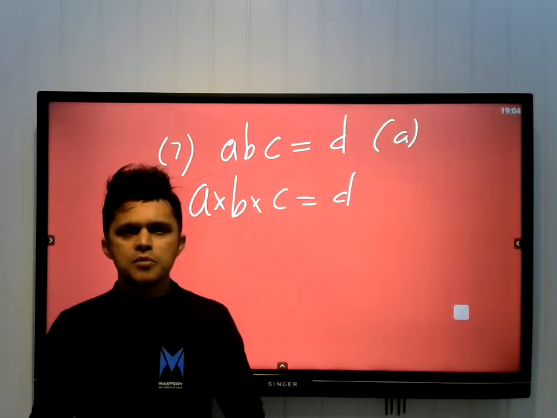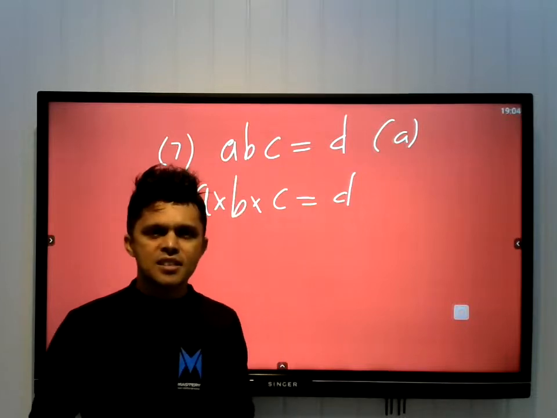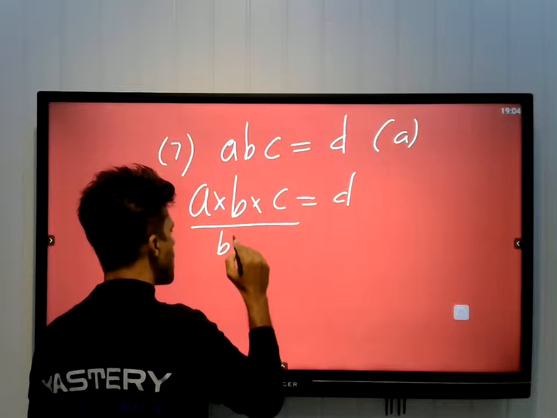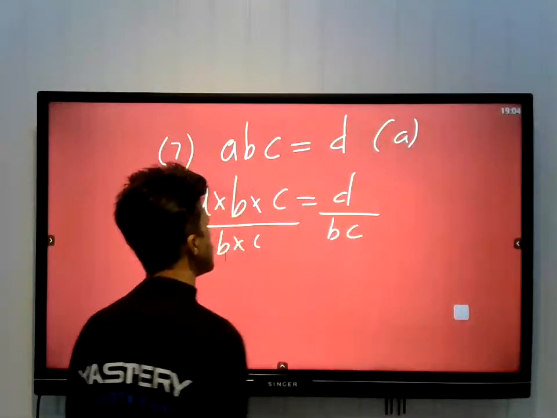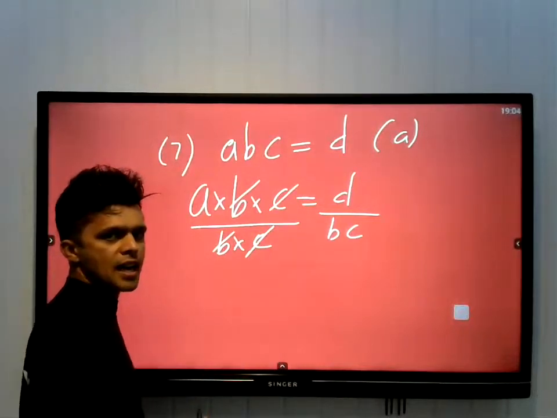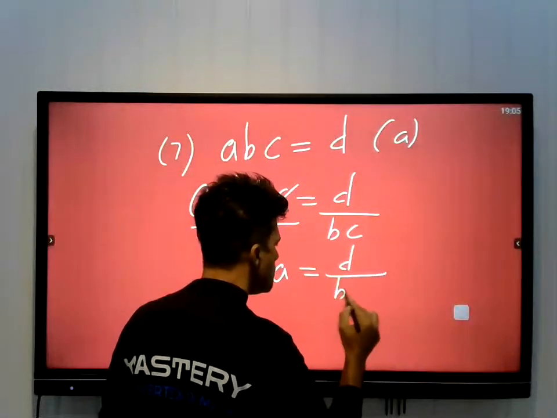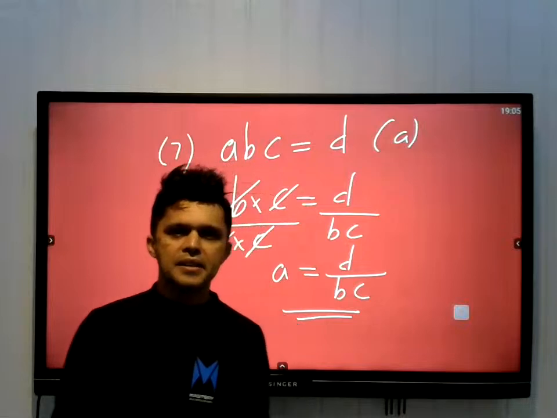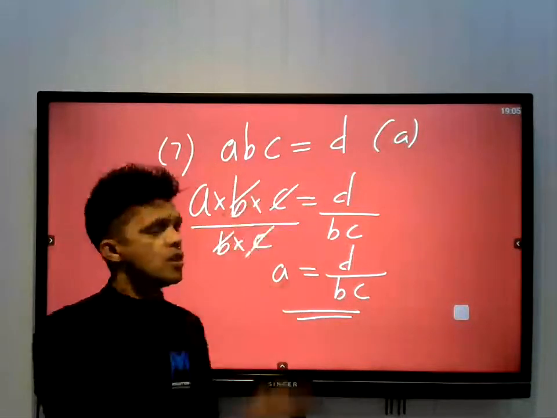That's A times B times C equals D. So how can you write the term A as the subject? Here you could see multiplication, so both sides can be divided by BC. B into C means BC. So this B and this B can be cancelled out, and this C and this C can be cancelled out. A equals D over BC. This is a way of getting the term A as the subject of this formula.